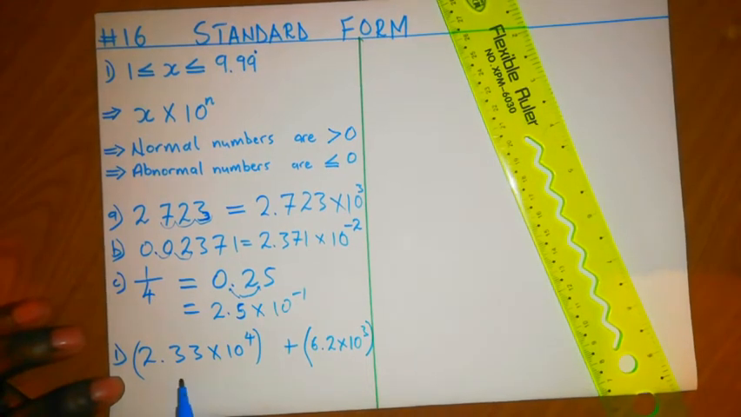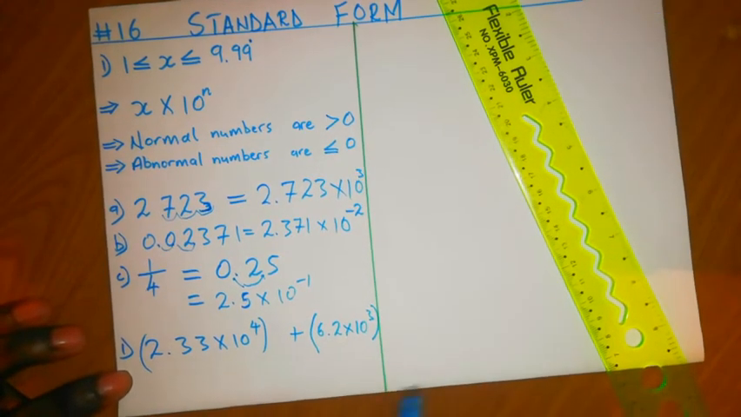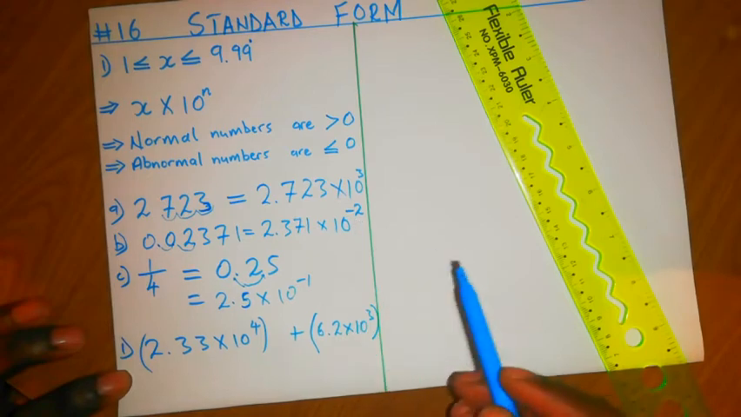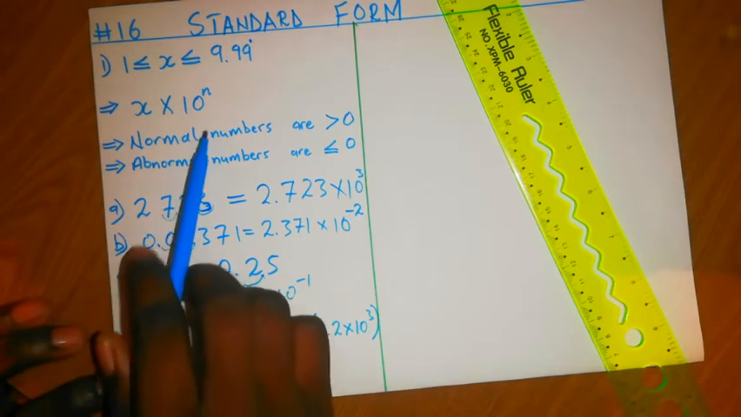If we are to add, we're supposed to first convert this number into ordinary form. This 4 indicates how many times your comma is supposed to move. If our index is positive, it automatically tells us that this was an ordinary number. But if our index is negative, it tells us that this was an abnormal number. So just bear in mind these two concepts.